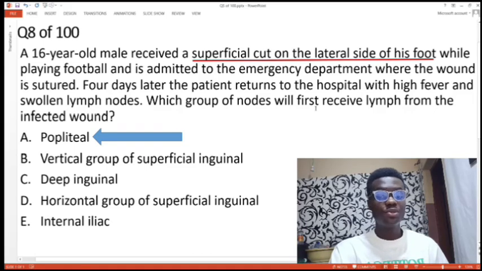So yeah, I hope you understand this question. The answer is popliteal lymph node. So I believe it is very explanatory, and I'll see you in the next video.